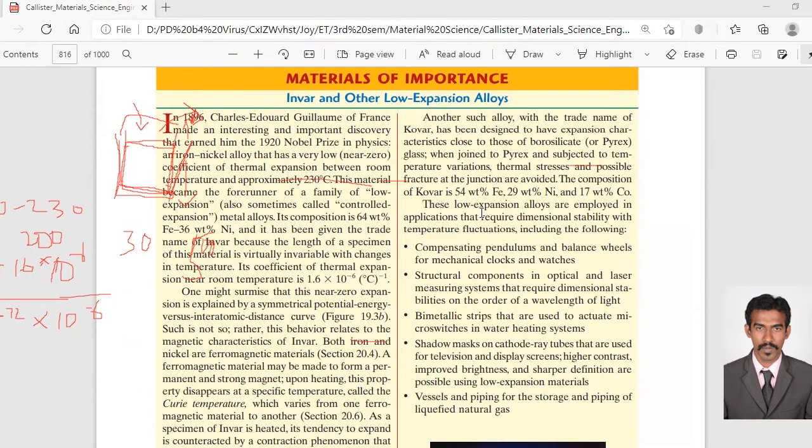These low expansion alloys are employed in applications that require dimensional stability with temperature fluctuations, including the following. So they need to stay steady when the temperature fluctuates. That is the purpose. When the temperature increases, dimension will also increase. When the temperature decreases, dimension will also decrease.